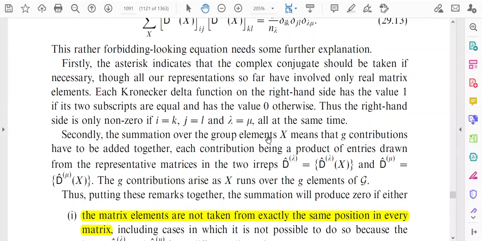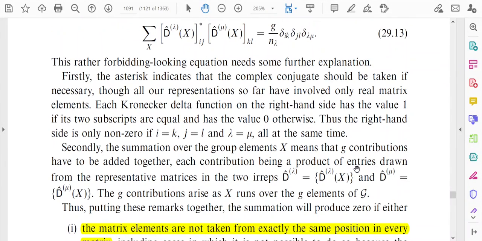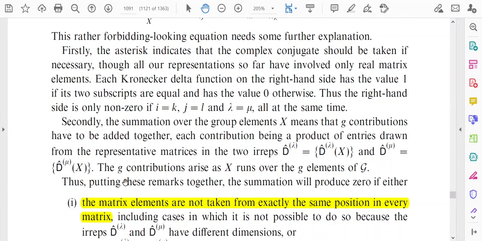Secondly, you see that in the left hand side the summation is over the group elements x. It means that g contributions have to be added together, as there are a total of 6 elements and small g is the order of the group. So the value of small g is 6 here. You have to add these g contributions, each contribution being a product of entries drawn from the representative matrices in the two irreducible representations D^λ and D^μ respectively. The g contributions arise as x runs over the g elements of G, as there are total g elements, so there will be a total of g contributions.